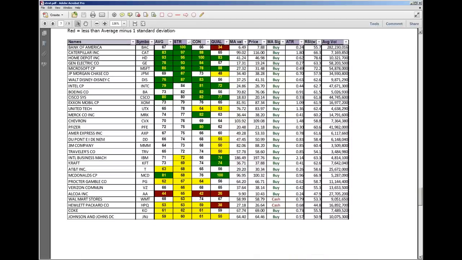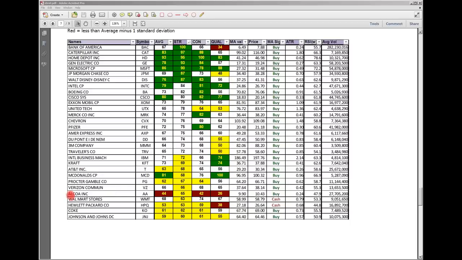Taking a look now at the Dow 30, using the same strategy, except now I'm always interested in basically the strength column. The strongest five companies based on that 3 and 6 month relative strength are Bank of America, Caterpillar, Home Depot, GE, and Microsoft. The five weakest are Johnson & Johnson, Coke, Hewlett-Packard, Walmart, and Alcoa.